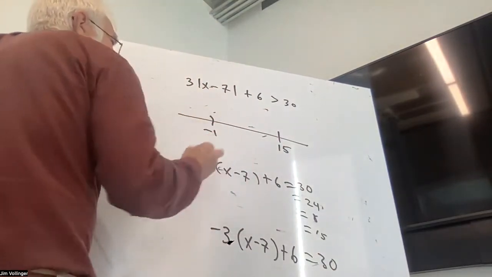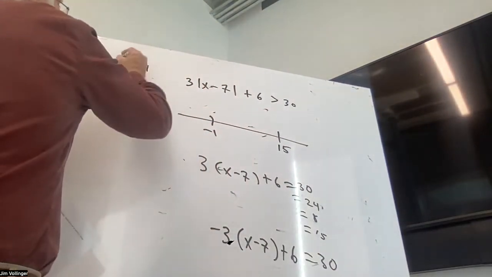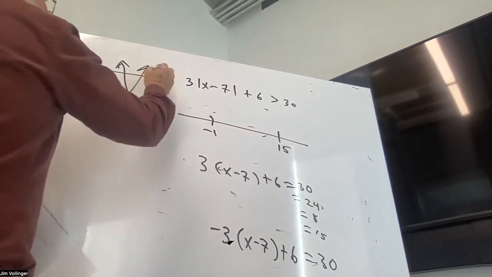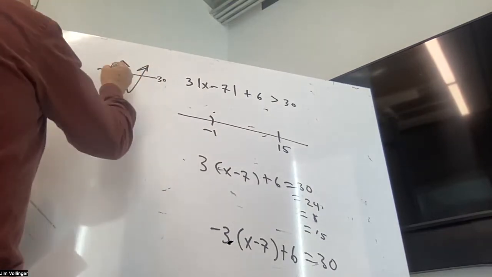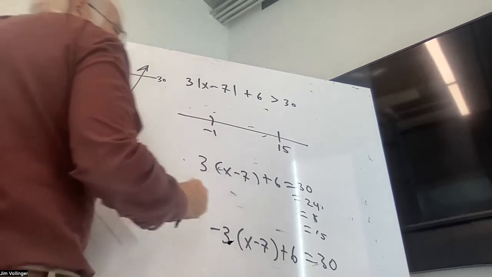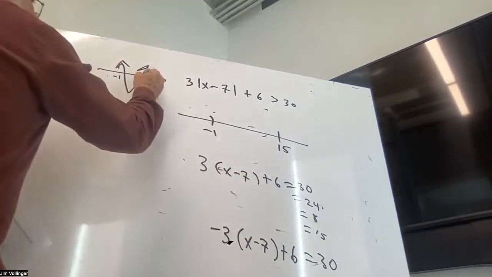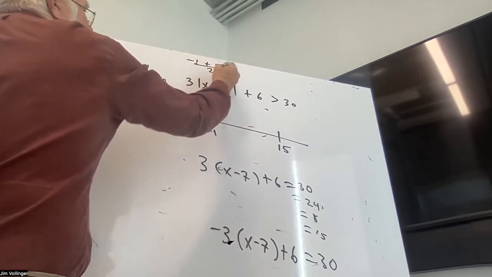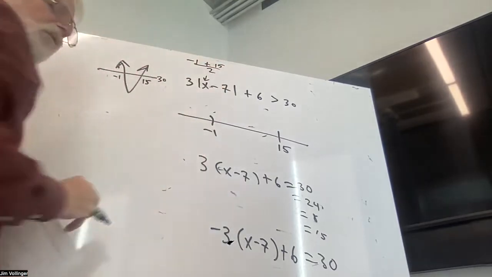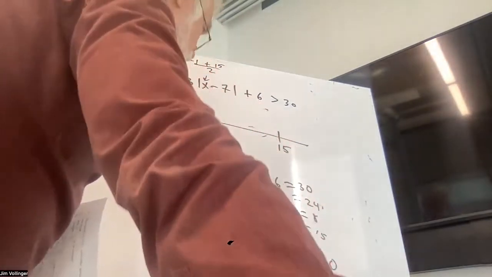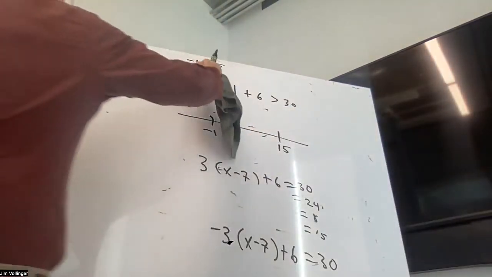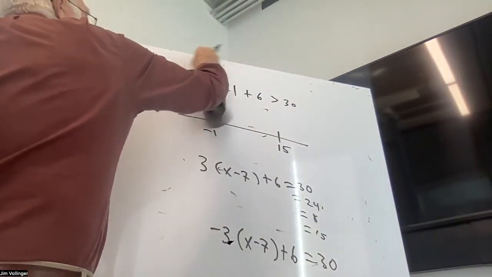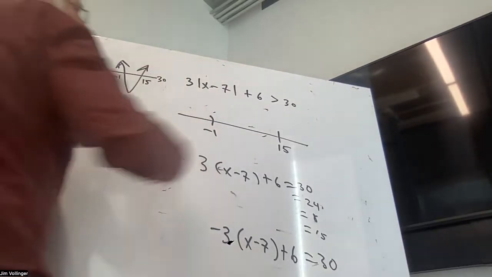So that's where this V-shaped graph intersects a height of 30 at x equals negative 1 and at x equals 15. And if you add negative 1 and 15 and divide by 2, it gets you 7. That's a quick check to show you that those are symmetric. All right, now we just have to ask ourselves, do numbers bigger than 15 work?